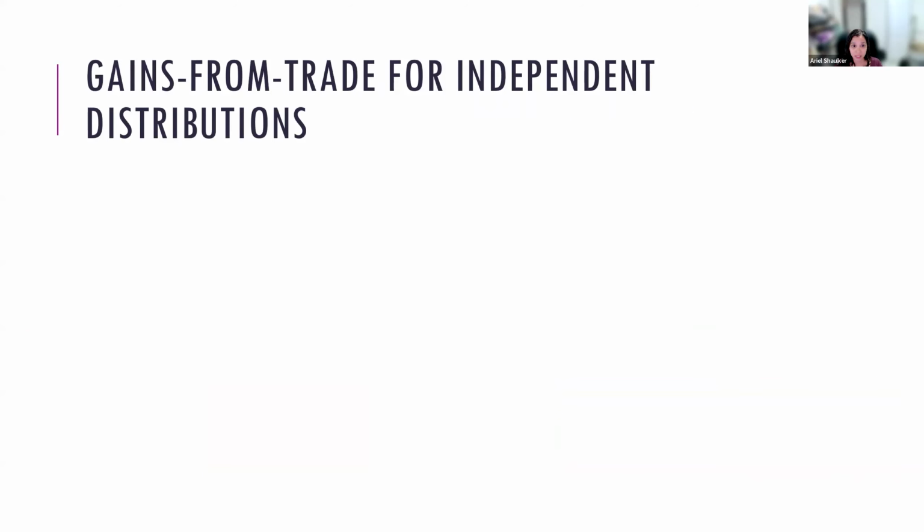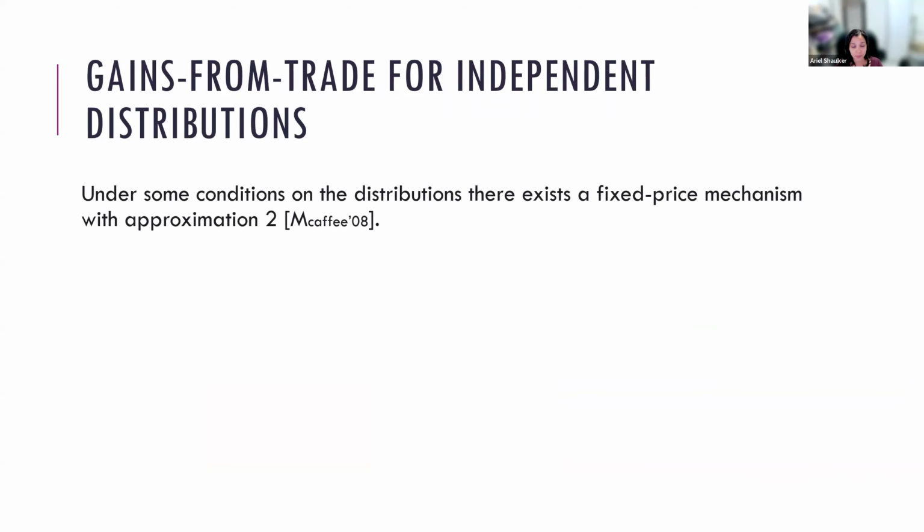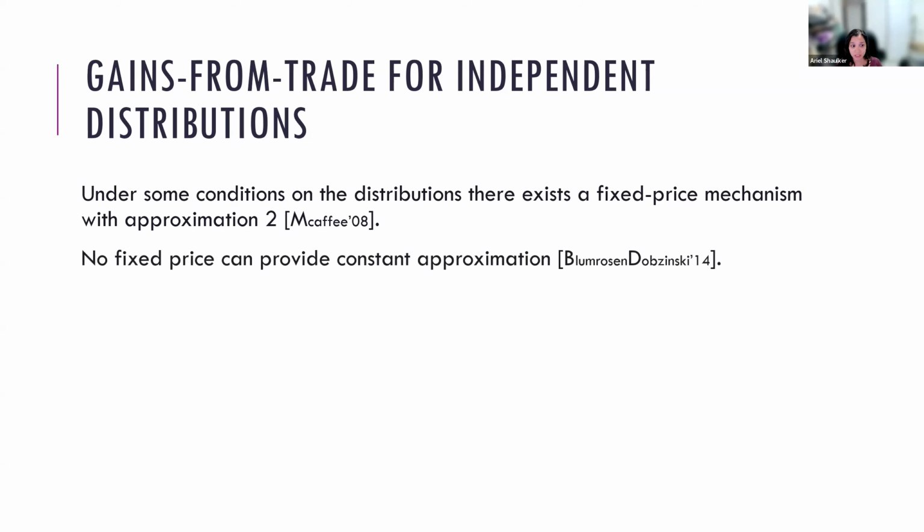So this was for welfare, and now we'll talk about gains from trade for independent distributions. McAfee showed that under some conditions on the distribution, there exists a fixed price mechanism that gives an approximation ratio of 2 to the gains from trade. However, in general, this is not true, and no fixed price mechanism can provide a constant approximation to the gains from trade. This was shown by Blumrosen and Dobzinski. To overcome this, Blumrosen and Mizrahi suggested the seller offering mechanism, which I'll define next.